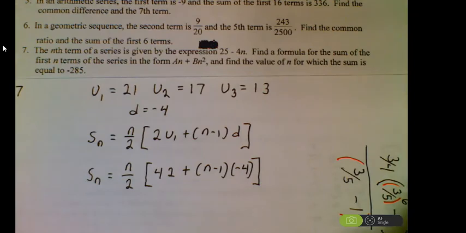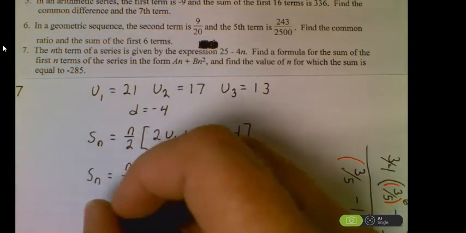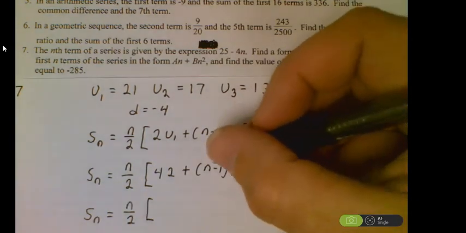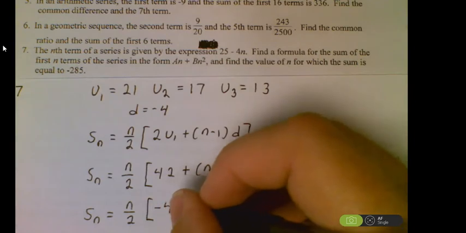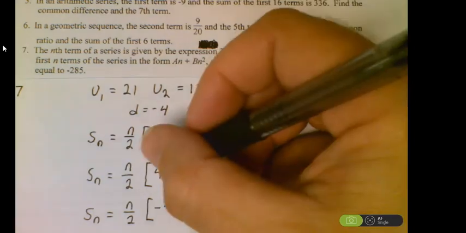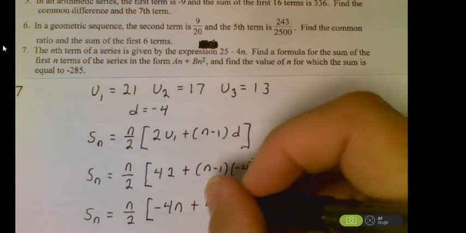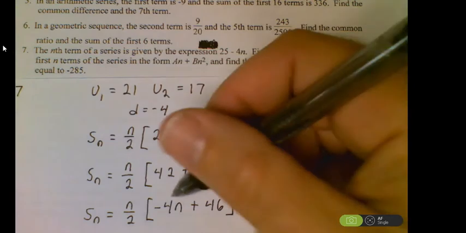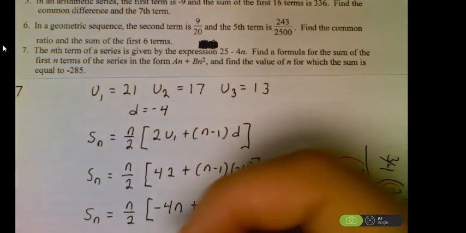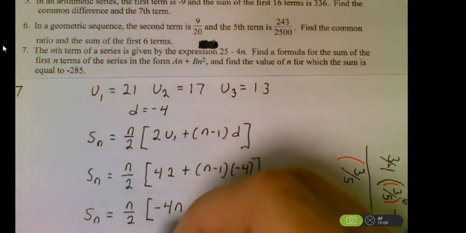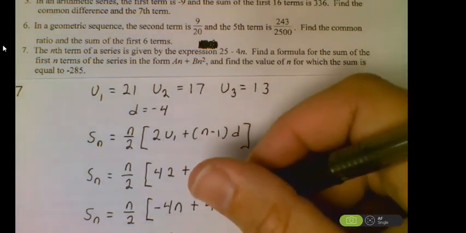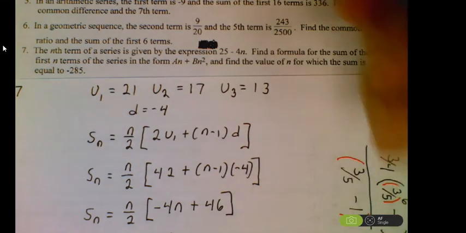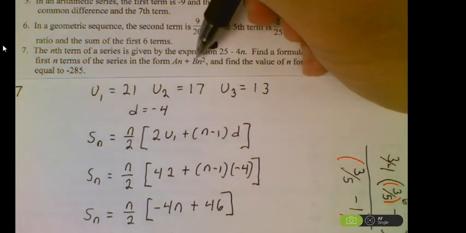So let's just clean up as much as we can on that. So right here, -4n. I'm going to have +4 plus 42. So 46 on that. Now I can distribute my n over 2. So right here I'm going to be looking at -2n squared. And then right here I'm going to see 23n. So we now just accomplished this goal right here.